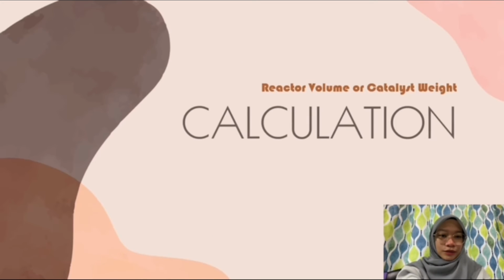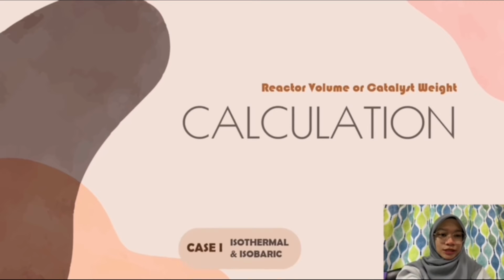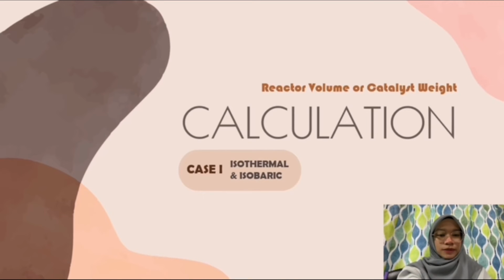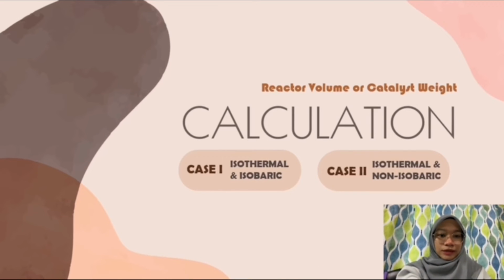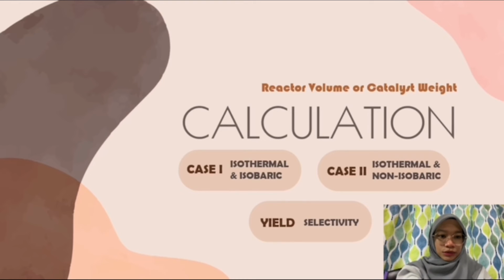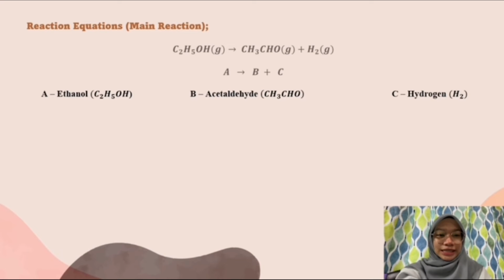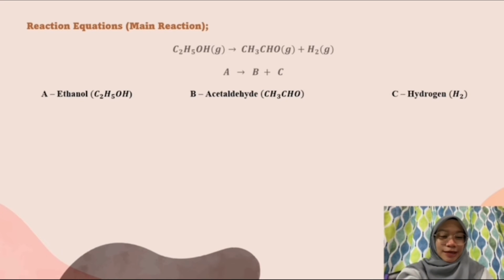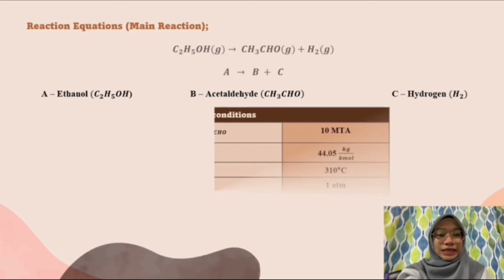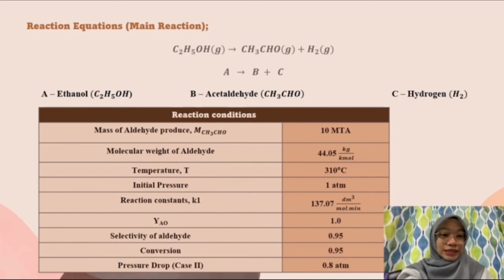For the calculation part, the question asks to calculate the catalyst weight or the reactor volume in two cases. Case 1 is isothermal and isobaric. Case 2 is isothermal and non-isobaric. We are also required to calculate the yield and selectivity for case 1. For the calculation, we are using an assumption where the side reactions are neglected, and we are only using the main reaction.